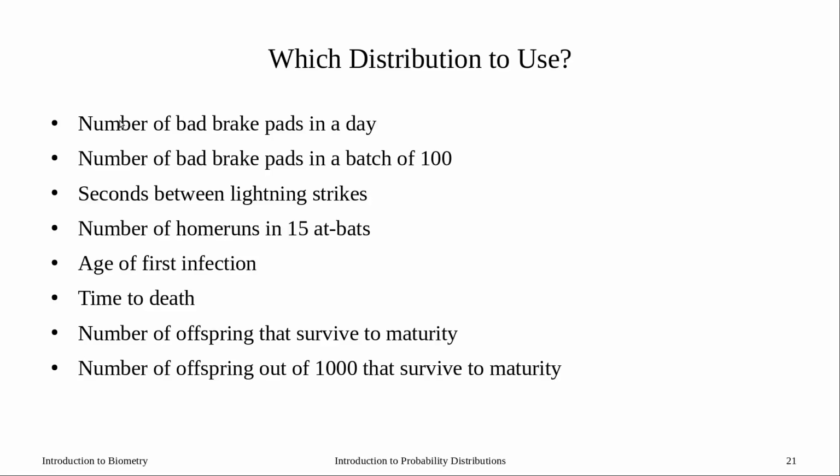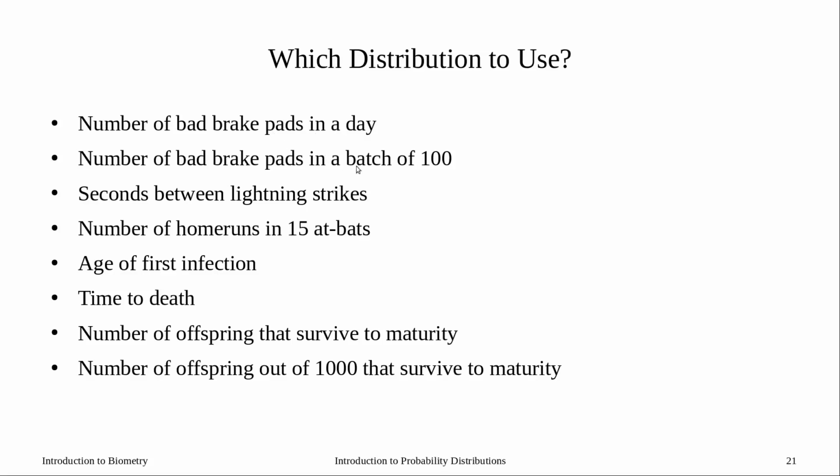The number of bad brake pads in a day. This is a Poisson distribution. There's no out of number. There's no mention of how many brake pads get produced in a day. We could have 100 brake pads that are made in a day. You can have 10,000 brake pads that are produced in a day. We have no idea what that out of number is. So this is a Poisson.